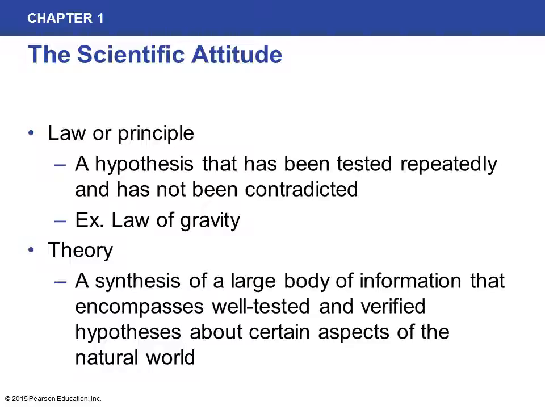Whereas a theory is a synthesis of a large body of information that encompasses a well-tested and verified hypothesis about certain aspects of the natural world. Some examples of theories are, in physics, the quark theory of the atomic nucleus. In chemistry, the theory of metallic bonding in metals, so that metals will bond together. And in biology, the cell theory, or the idea that all living things have cells. And theories are not fixed ideas. They do undergo change over time.